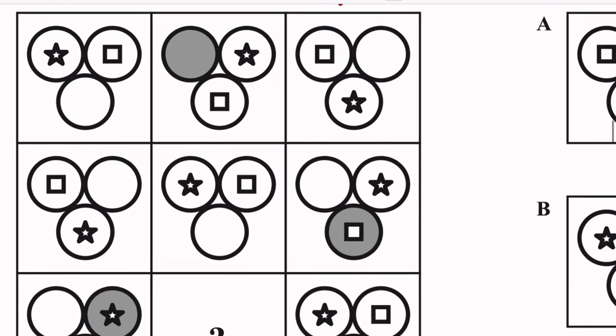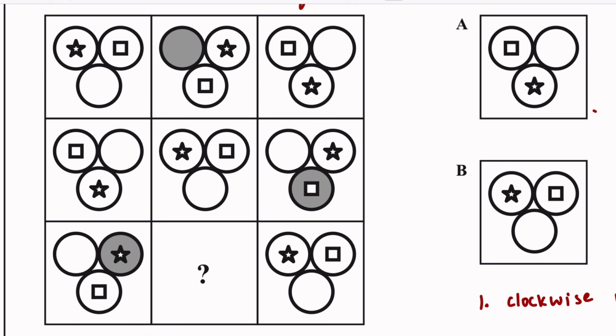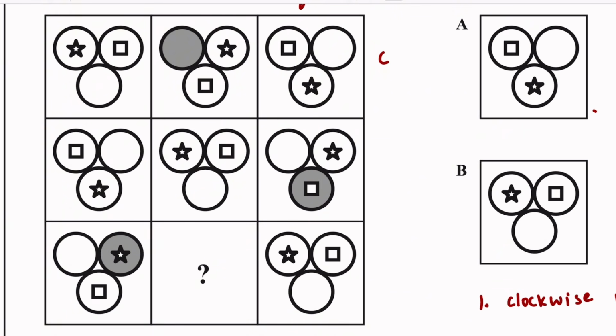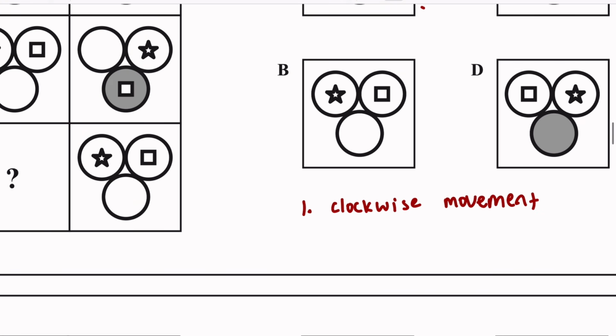If we look here, arrangement is like position as well. The position of the star starts off in the top left, then it moves to the top right. So it's top left to top right, then it goes down to the bottom. It's moving in a clockwise manner. So I wrote it down here: clockwise movement.